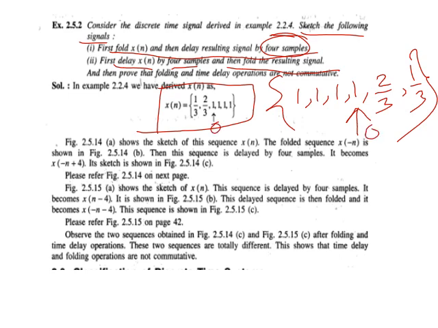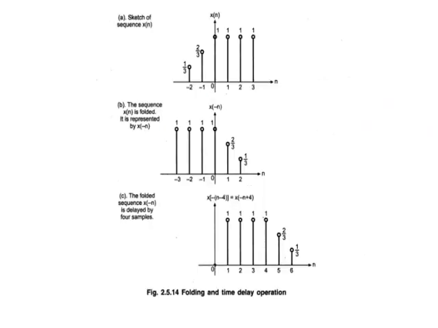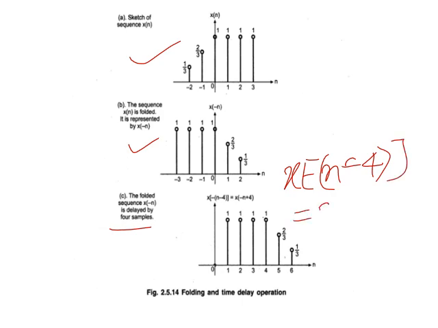Okay, so then delay the resulting signal by 4 samples, which we will see, and the second one is delay x of n by 4 samples and then fold the resulting signal. So again we will see in the next lecture. See, we have sketched x of n, we have folded this signal, and the folded signal is delayed by 4 samples. So x of minus n minus 4. So the resultant is x of minus n plus 4.